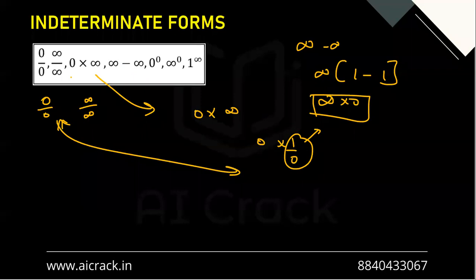Now this one is tricky, 0 raised power 0. For the rest of the ones, we can get an intuition, okay, how we can actually get a finite number over here. But in case of 0 raised power 0 or infinity raised power 0 or 1 raised power infinity, it's a little difficult to get the intuition. So let's try to look at those.